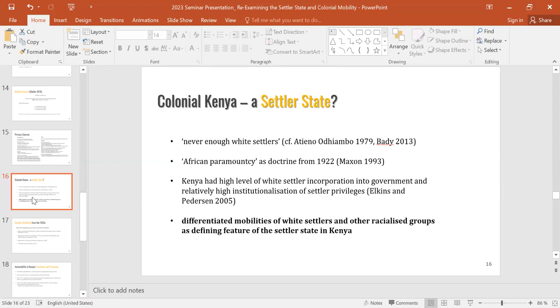A second argument was brought forward by Robert Maxson. He opined that Kenya was never a settler state because the colonial administration adopted African paramountcy as a doctrine from circa 1923. The closest Kenya had been to a settler state, he argued, was under Edward Northey, who became governor of Kenya in early 1919. Northey immediately set out to attend to white settlers' demands.